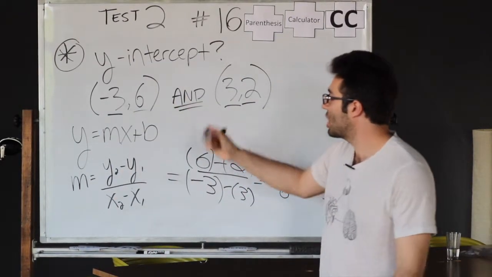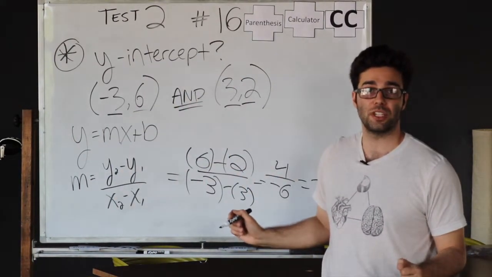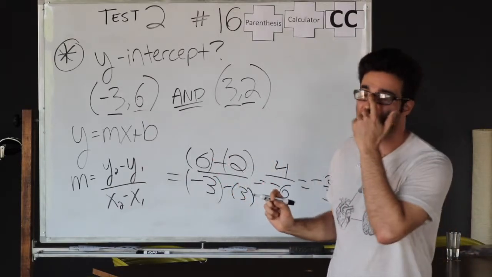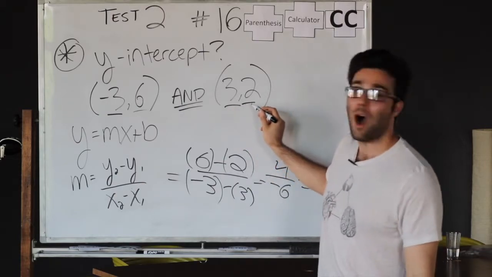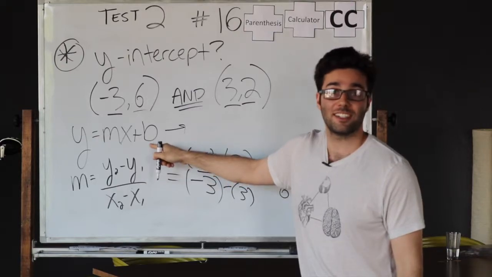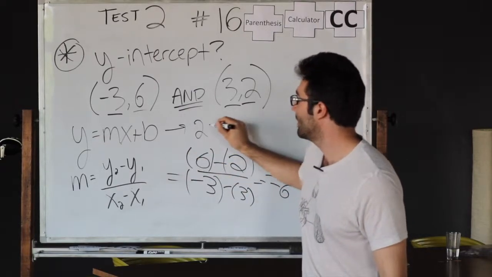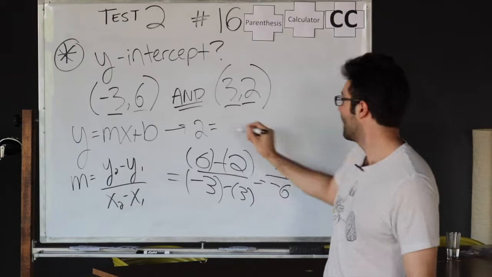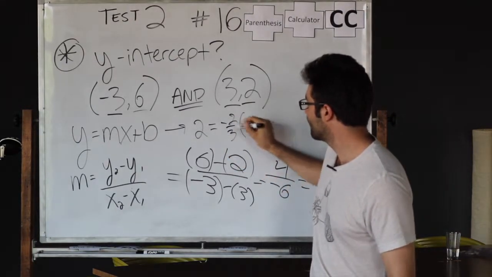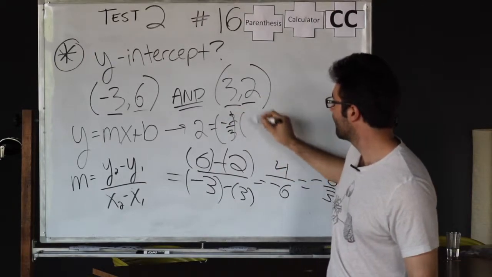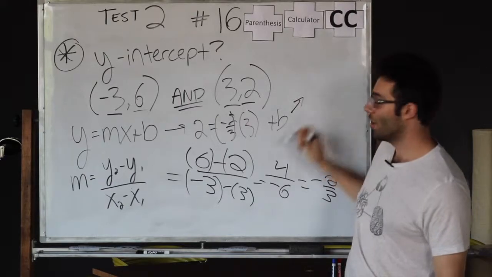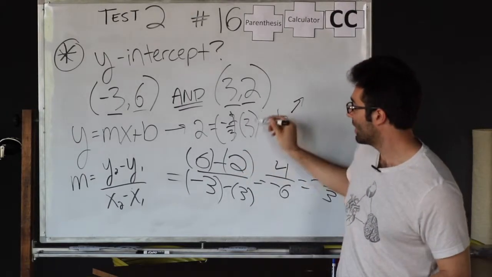So let me just go ahead and pick one of my points to substitute into this equation. I like 3, 2. I like working with positive numbers. Okay, so my y here is 2. I'm just plugging and chugging into this equation. 2 is equal to -2/3 times, what's our x here? 3, plus b. Gonna go ahead, do some algebra, solve, look at this.